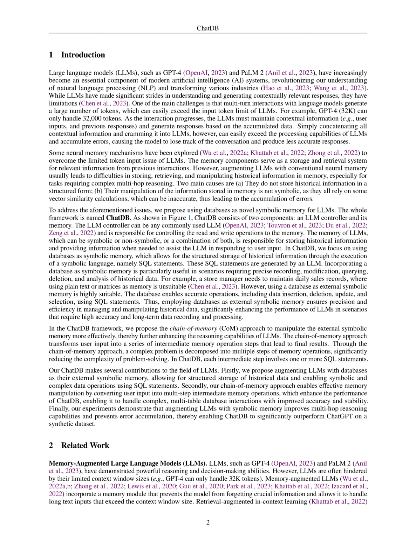Our ChatDB system brings several new contributions to the field of LLMs. First, it introduces the use of databases as external symbolic memory for LLMs, offering a structured way to store historical data and perform symbolic and complex data operations with SQL statements. Secondly, the chain of memory approach allows for effective memory manipulation, which improves the overall performance of ChatDB, especially for handling complex database interactions. Finally, our experiments show that providing LLMs with symbolic memory enhances their multi-hop reasoning capabilities and reduces error accumulation. As a result, ChatDB significantly outperforms ChatGPT on a synthetic dataset.